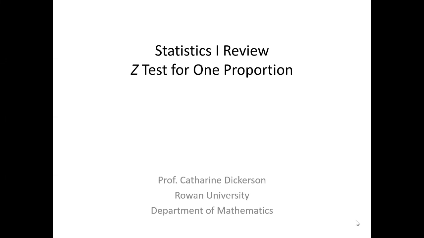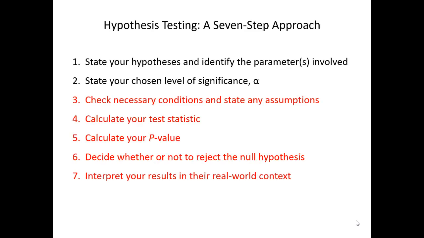Welcome back. In this video, part 3 in the series, we'll be looking at the details of the z-test for one proportion. I'm assuming that you've already watched parts 1 and 2, so you're familiar with how to set up a pair of hypotheses and how to choose a level of significance. This video will be a little bit longer because we're going to cover the remaining 5 steps of the process for the test of proportion.